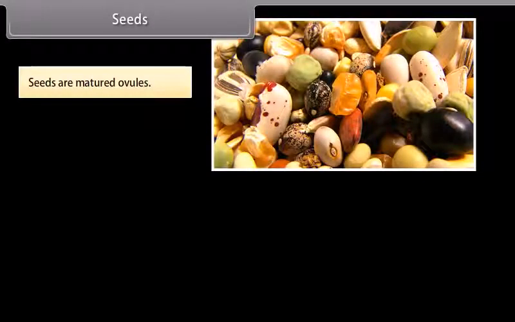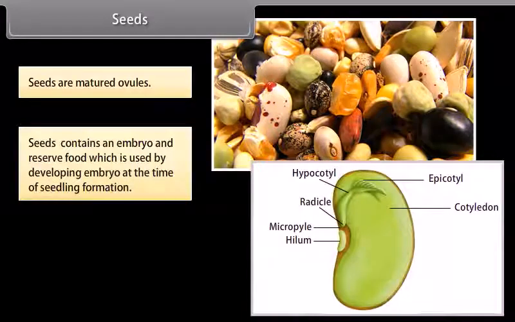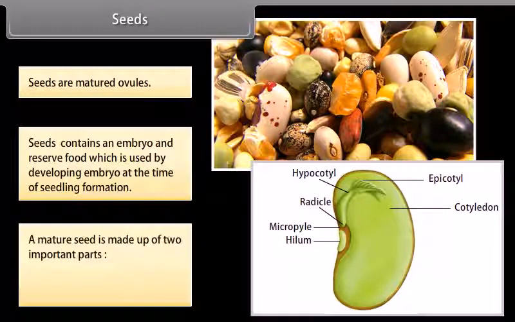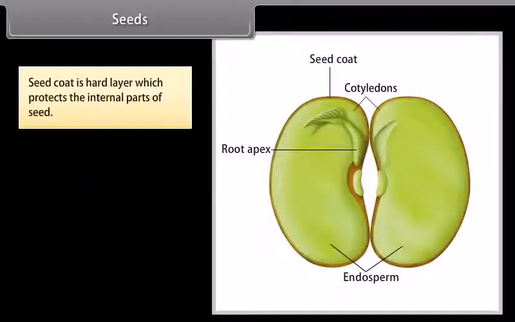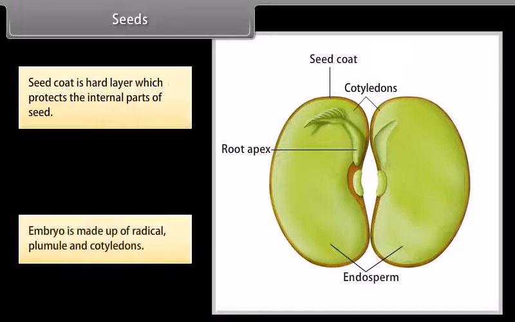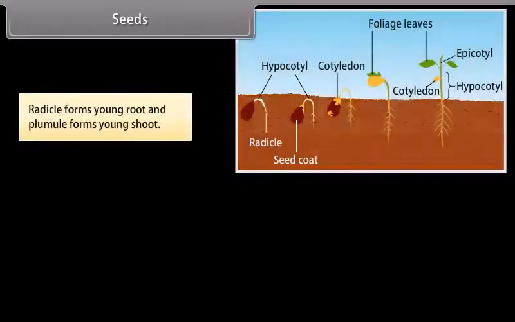Seeds. Seeds are matured ovules. Seeds contain an embryo and reserve food which is used by the developing embryo at the time of seedling formation. A mature seed is made up of two important parts: seed coat and embryo. The seed coat is a hard layer which protects the internal parts of the seed. The embryo is made up of radicle, plumule and cotyledons. Radicle forms the young root and plumule forms the young shoot.